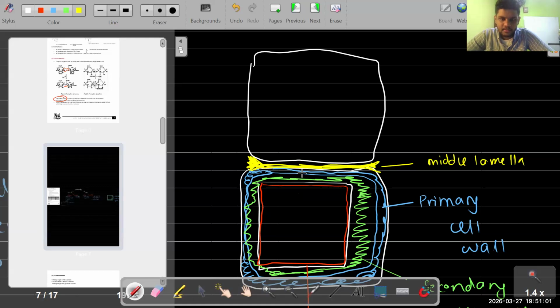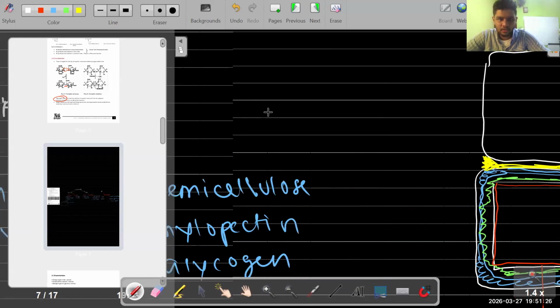If you didn't get it, just drop me a message. So I didn't get it. Is it clear or no? What is middle lamella? You should understand what is middle lamella, right? Students, is it clear for all? Yes, very good.